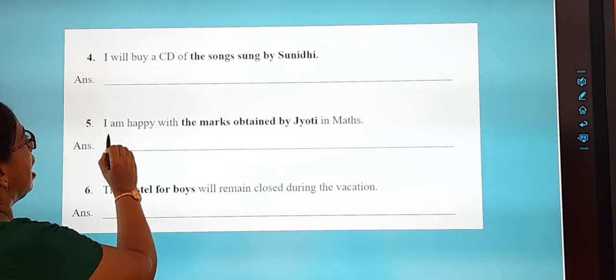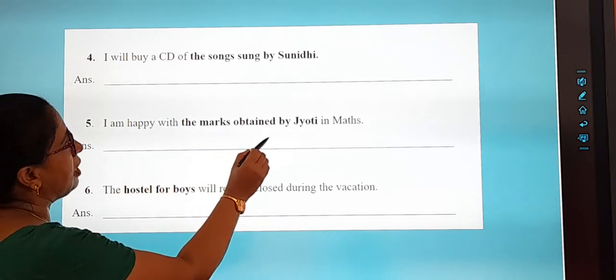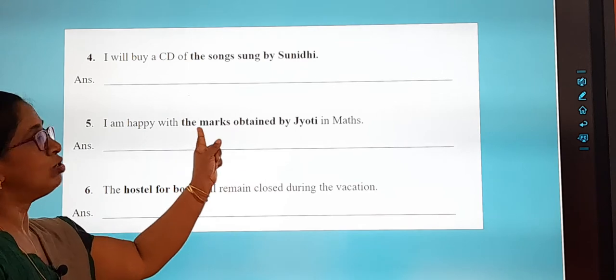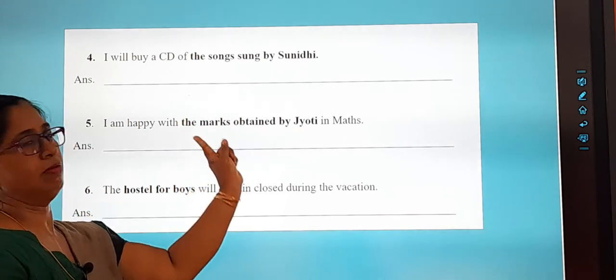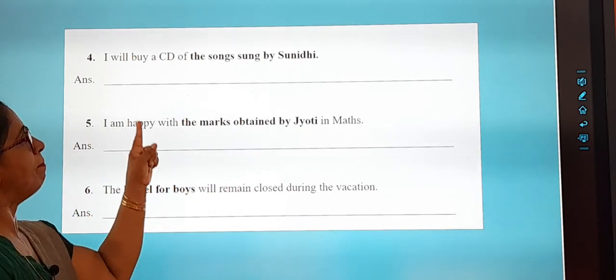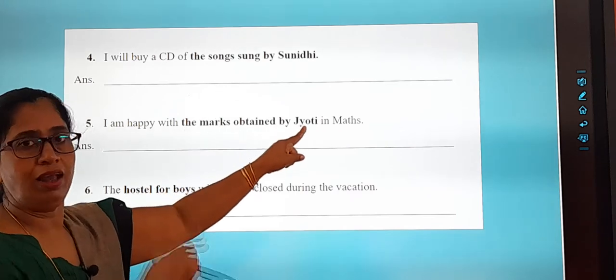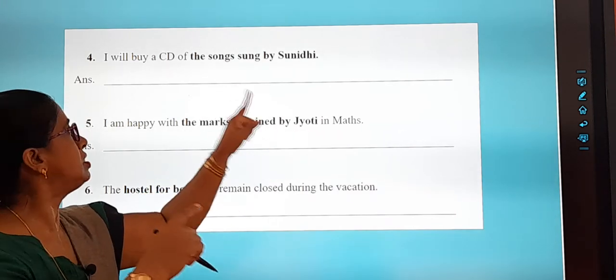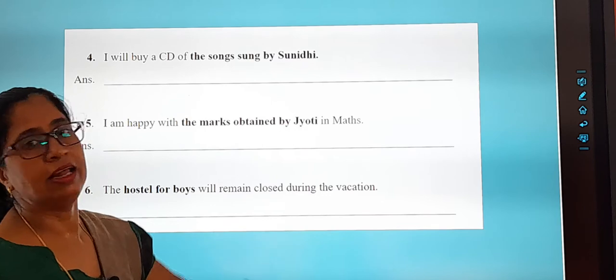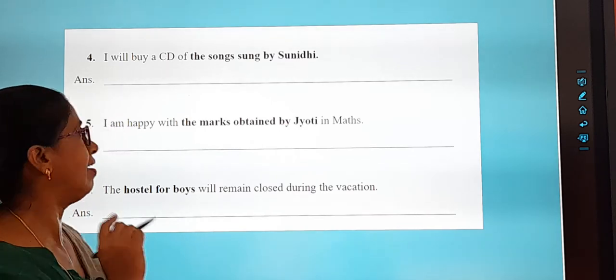Okay. Next. I am happy with the marks obtained by Jyoti. Whose marks? Jyoti's marks. I am happy with Jyoti apostrophe S, Jyoti's marks obtained in maths. Okay, that is how you have to write.